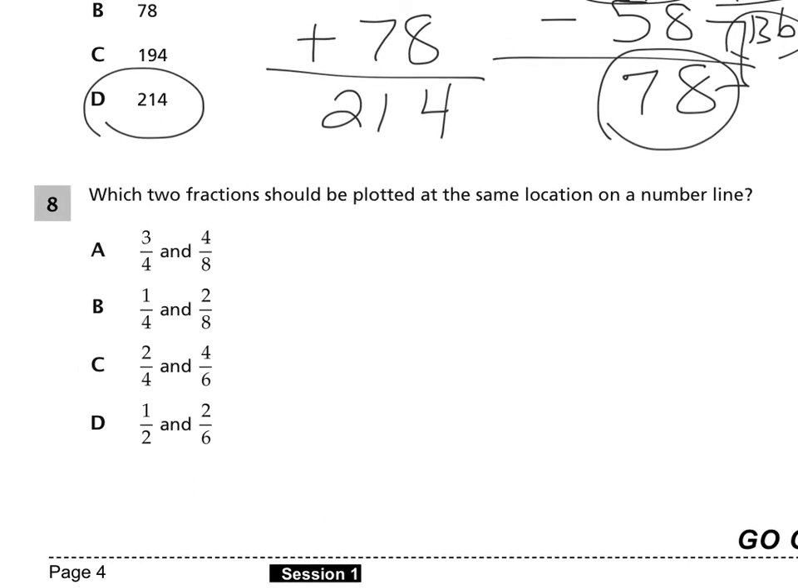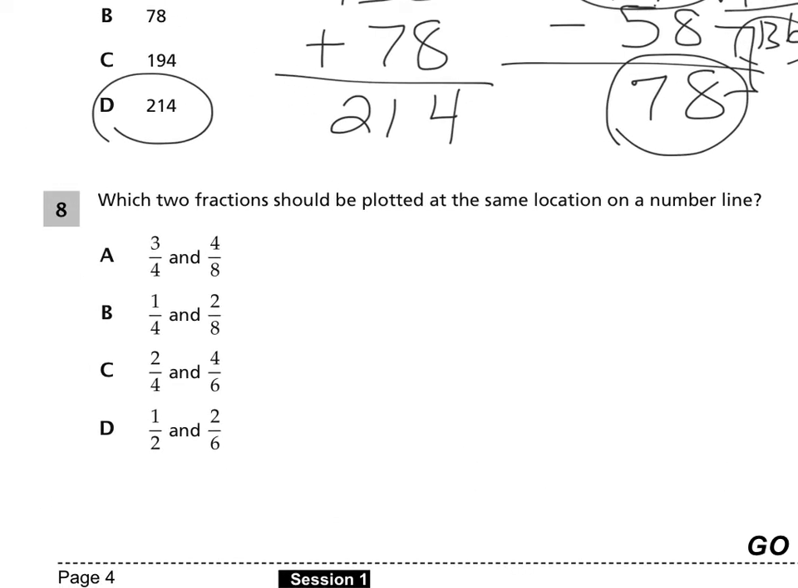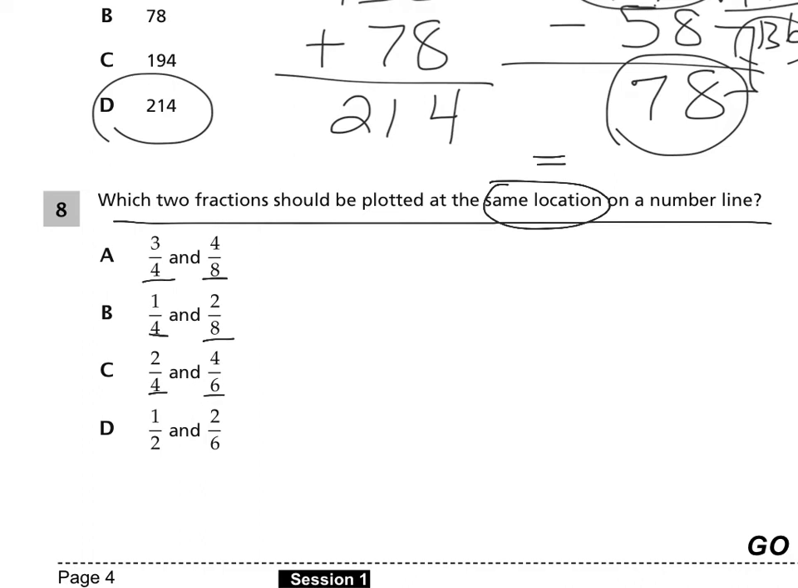And our last question, which two fractions should be plotted at the same location on a number line? Same location on a number line means equal. There's two ways that you can answer this problem. You could draw a number line for each of these choices. Well, really two number lines, because look at my denominators. They're not the same. So you could draw all of those number lines.